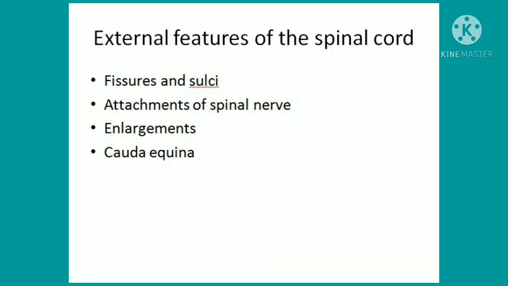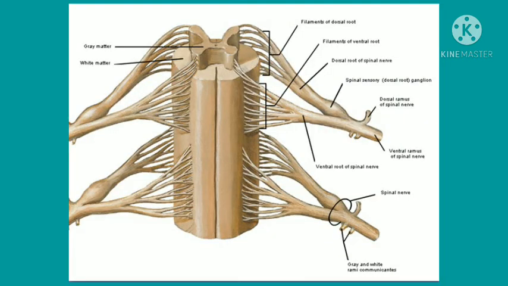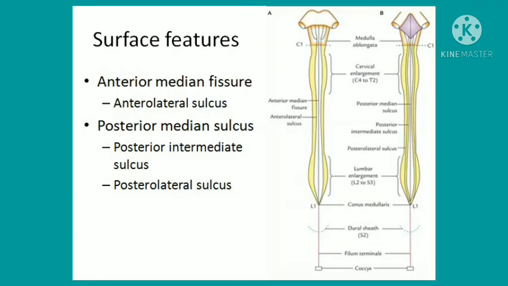Now we are going to learn about the external features of the spinal cord. The external features of the spinal cord are the fissures and sulci, attachments of spinal nerves, enlargements, and cauda equina. The anterior aspect of the spinal cord presents the anterior median fissure and two anterolateral sulci, while the posterior aspect presents the posteromedian sulcus, two posterolateral and two posterointermediate sulci.